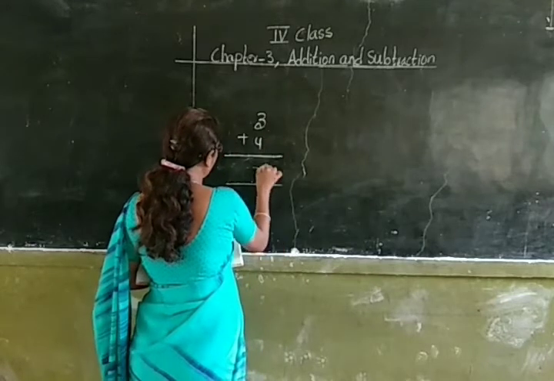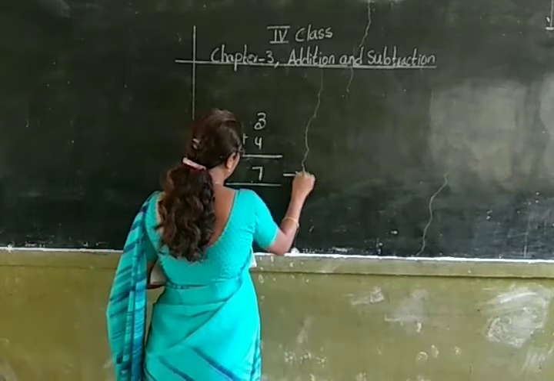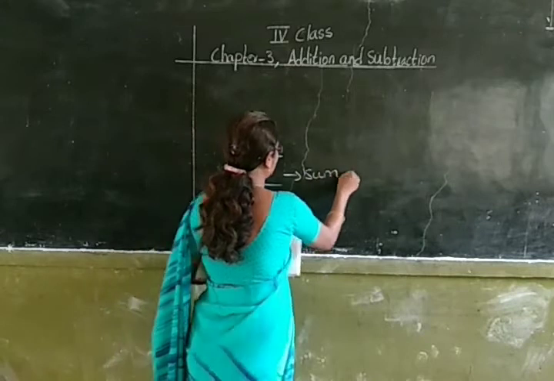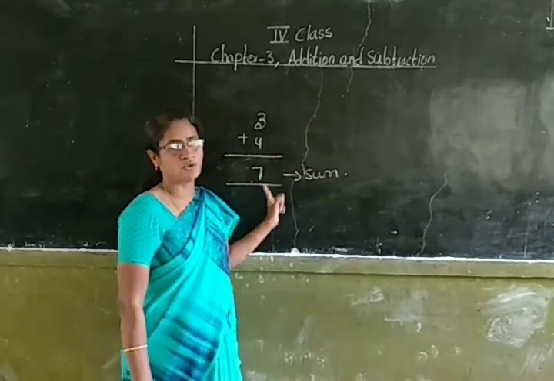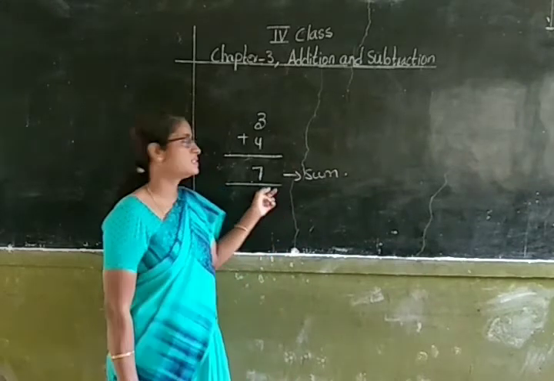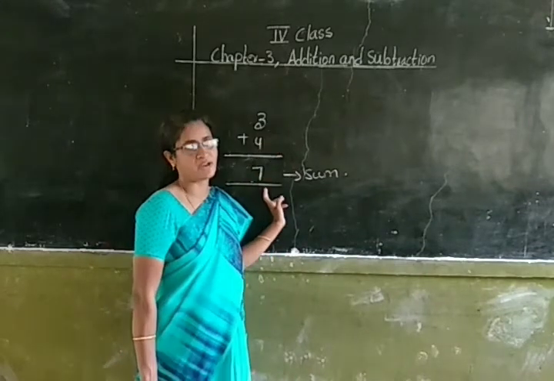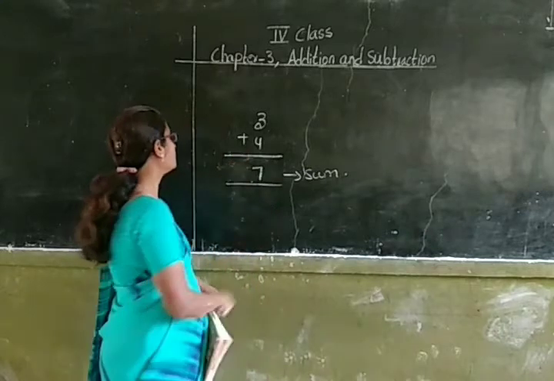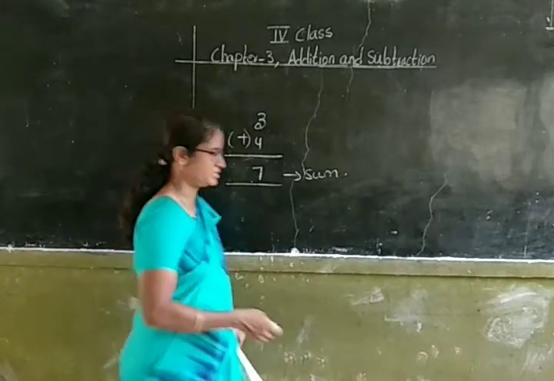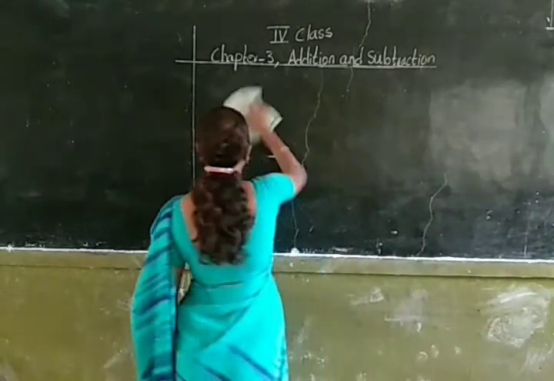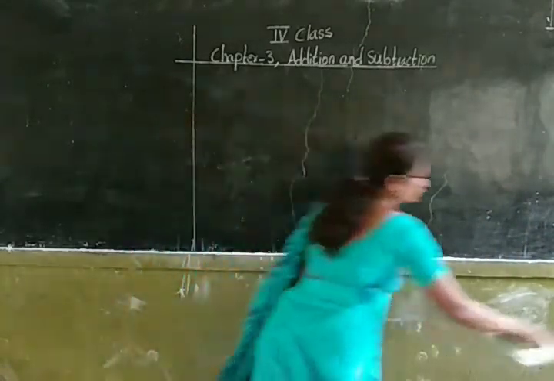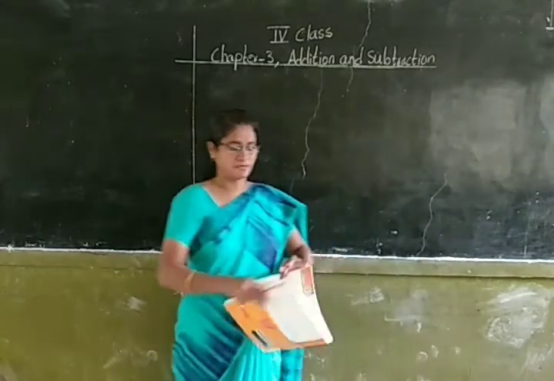3 plus 4 is how much? 7. So 7 is called the sum. So addition means combining two or more numbers to find the sum. Here plus is the symbol for addition.